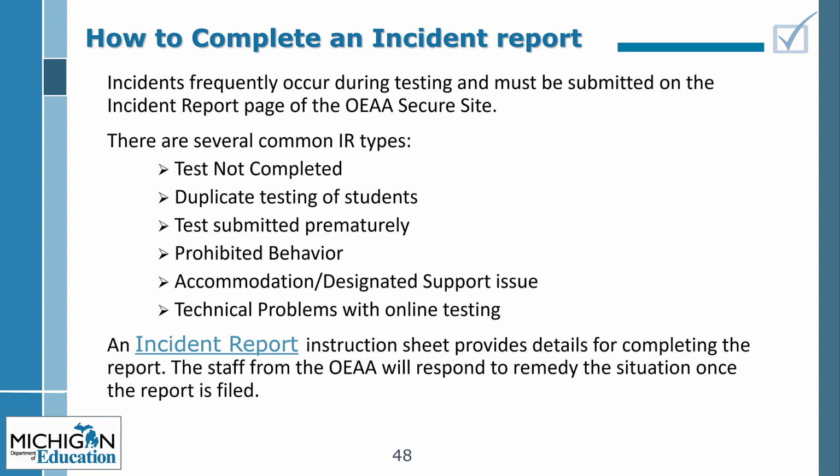Incidents or testing irregularities frequently occur during testing and must be submitted on the Incident Report page of the OEAA Secure site. There are several common types of incidents: testing not completed, duplicate testing of students, tests submitted in error, prohibited behavior or cheating, accommodation or designated support that was not given, technical problems. An incident report instruction sheet provides details for completing the report. The staff from the OEAA will respond to remedy the situation once the report is filed.